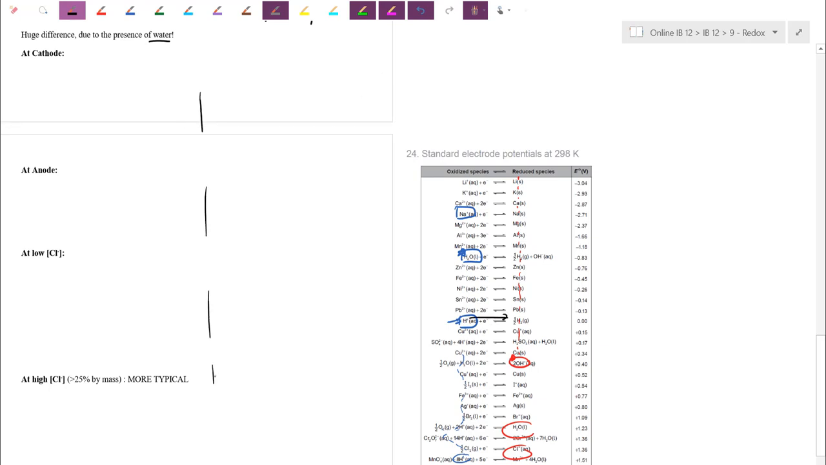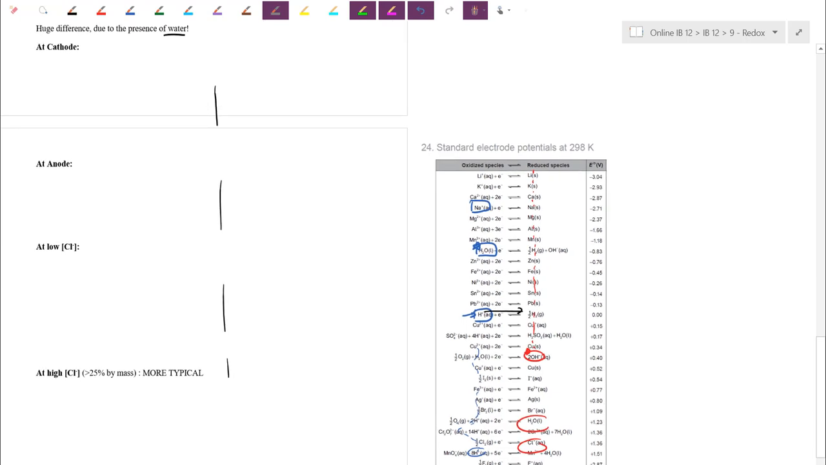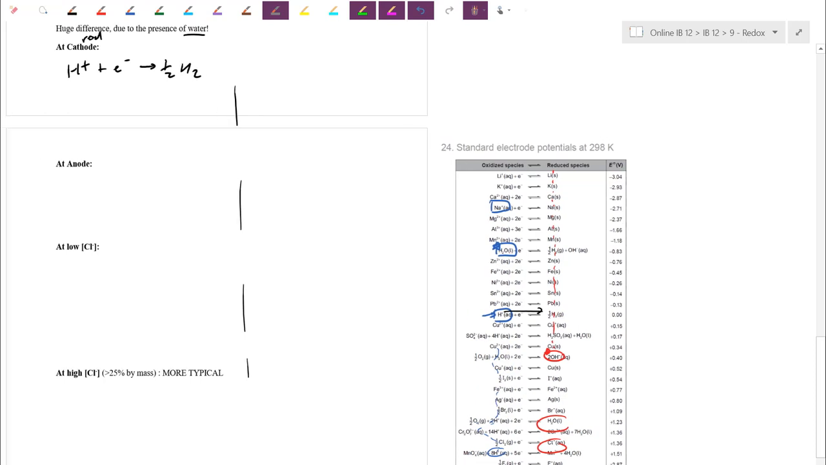On the first side, that's going to be a reduction reaction. The cathode is the site of reduction. So what I want to do is an H plus. H plus is going to pick up an electron, and it's going to become half H2. That's the reaction at 0 volts.